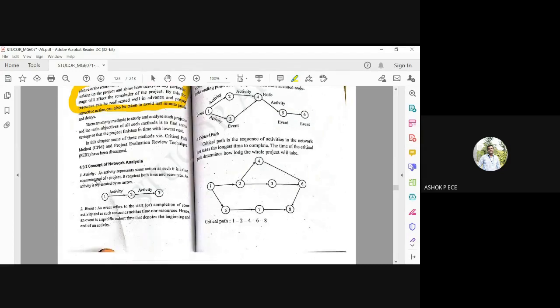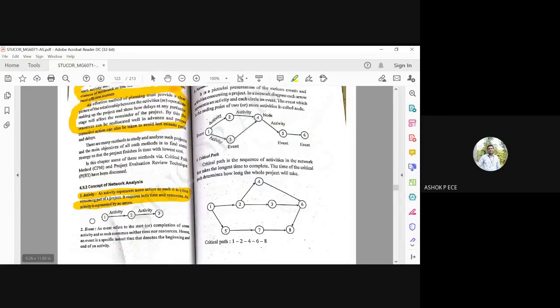Defining the network. First one is activity. An activity represents some action which is going to take some time of the project. So it requires both time and resources. You see here between 1 and 2, you have this activity. The activity cannot be actually quantified by anything. It is actually a collective effort of time and resource. Upon performing this activity, you move from stage 1 to stage 2. Upon performing this activity, you move from stage 2 to stage 3.